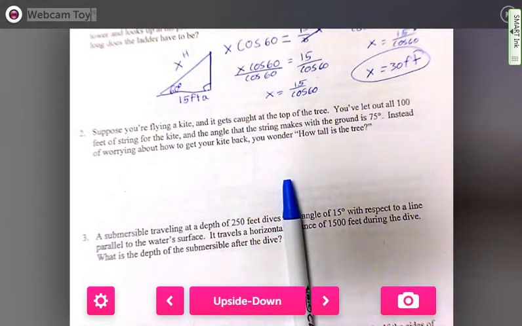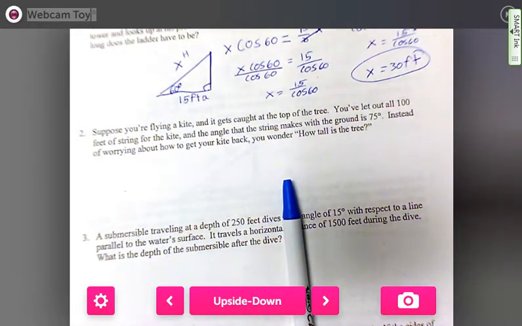Suppose you're flying a kite and it gets caught at the top of a tree. You let out all 100 feet of string for the kite, and the angle the string makes with the ground is 75 degrees. Instead of worrying about how to get your kite back, you wonder, how tall is that tree? Okay, let's read it again.